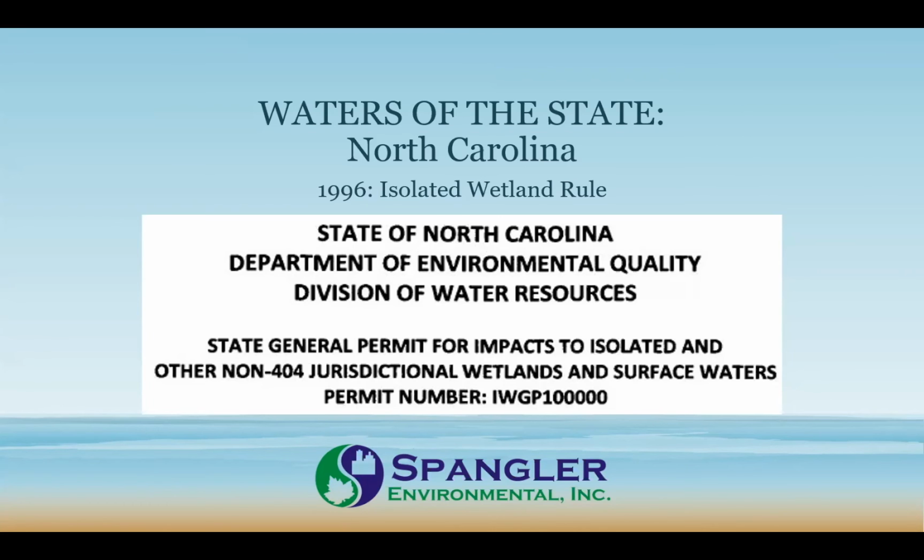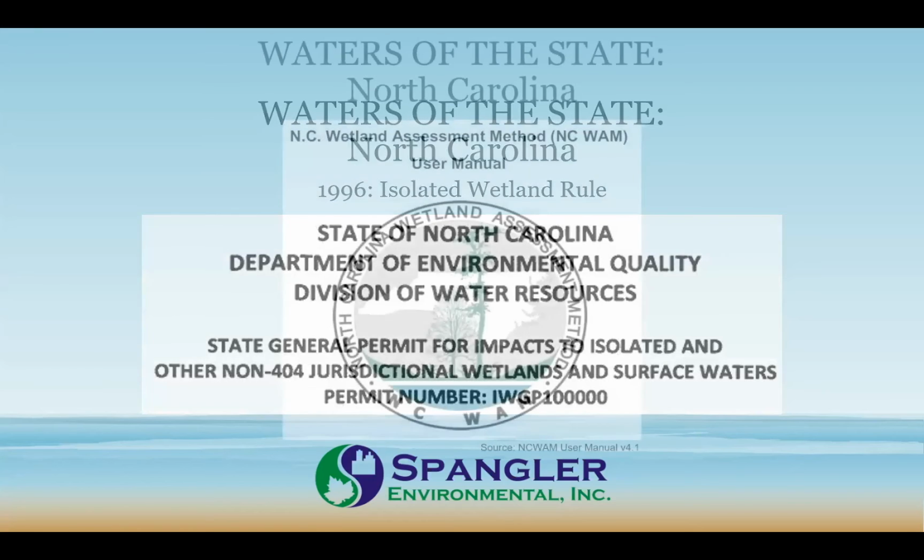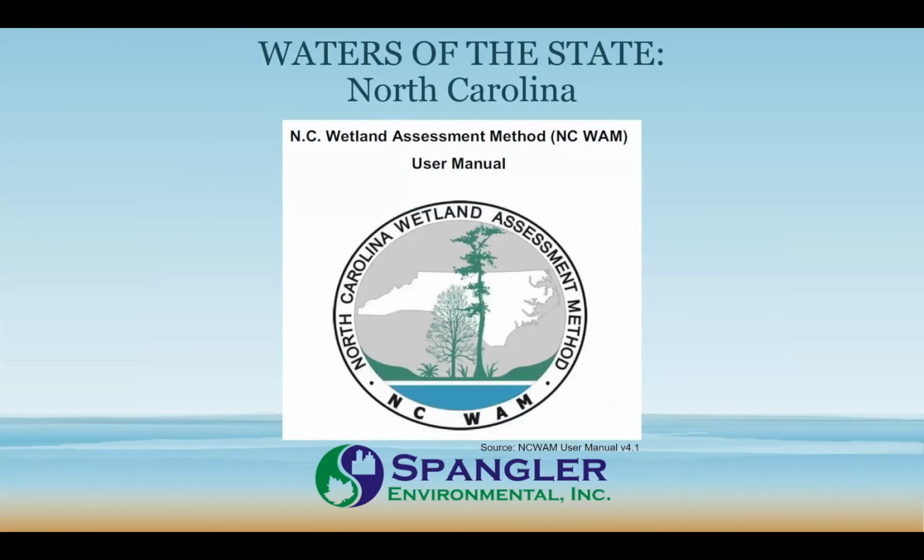And this addresses only two types of wetlands. This state rule addresses only two wetland types that are not all the time considered non-jurisdictional, but oftentimes are. And those are bogs and basin wetlands. The definition of both of those is in the North Carolina Wetland Assessment Method. And here's a little screenshot of the user manual, but it specifies those two types are the only two that are subject to the isolated wetland rule jurisdiction.